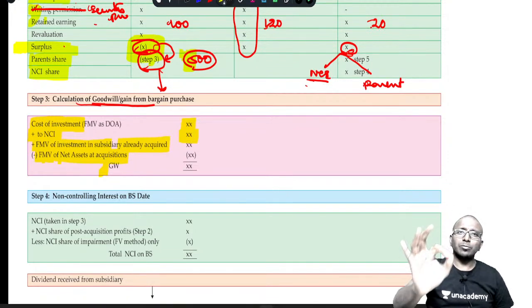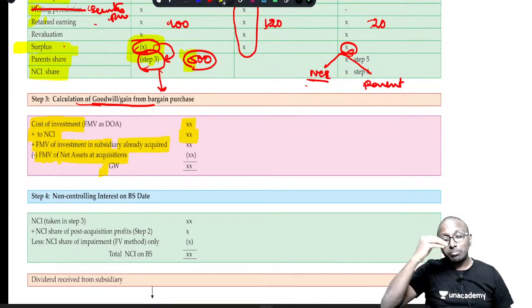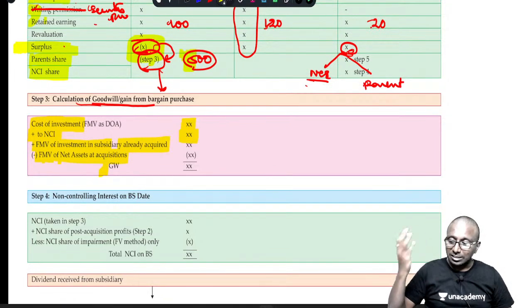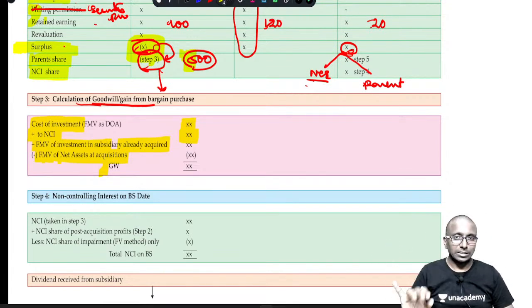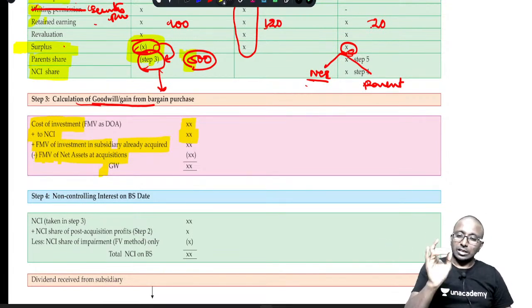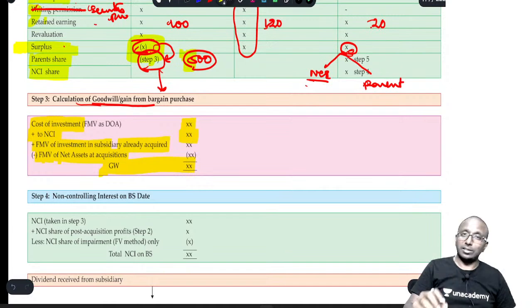Is it identifiable or not? That's all. Identifiable means what, sir? Separable. It may be recorded by the selling company, or it may not be recorded by the selling company. It just doesn't matter to us. That will be taken into this. Then the difference amount is going to be either goodwill or a capital reserve.